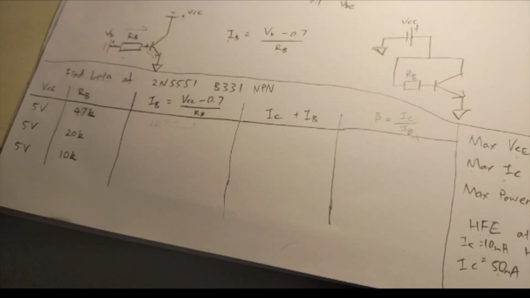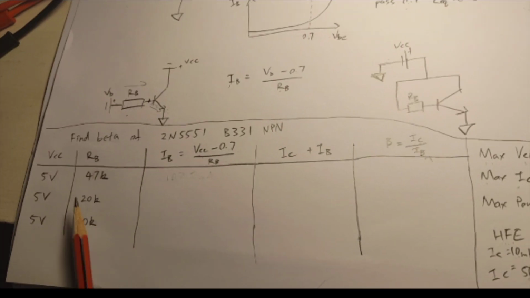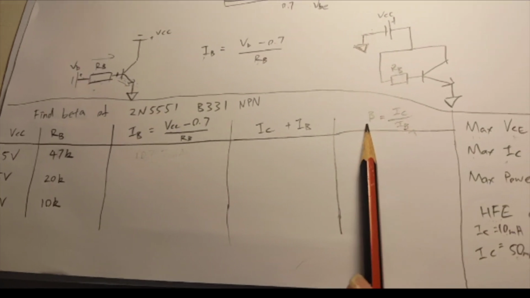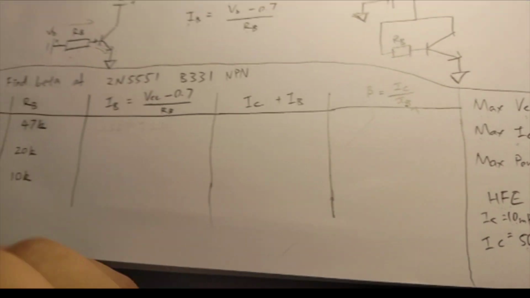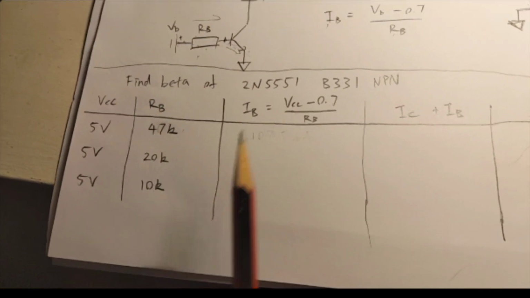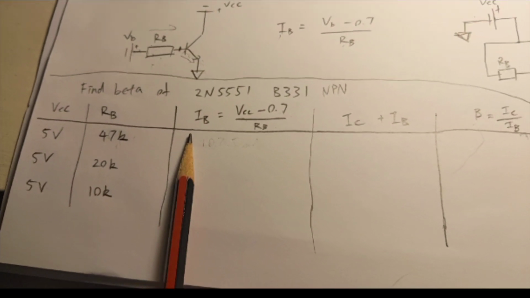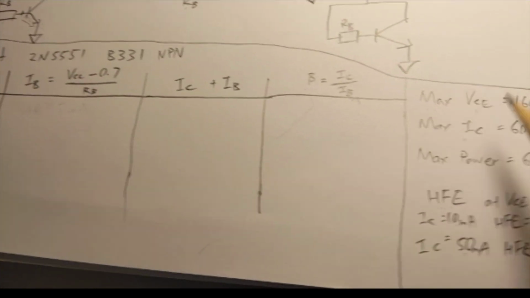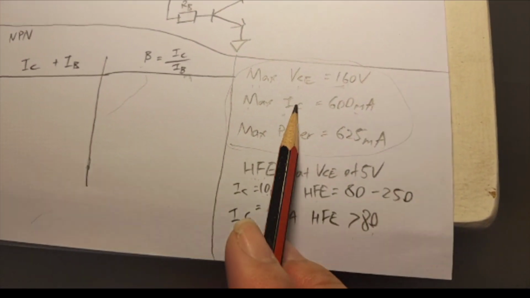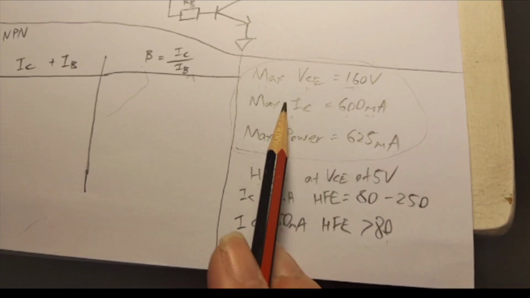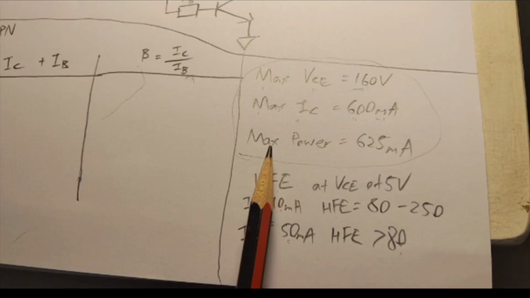So now let's look at how we're going to generate the different beta values to match the data sheet. And the way to do that is we're going to pick the base resistors to target a base current, and that base current needs to fall within these specs given by the data sheet. So it needs to generate an IC less than 600 milliamps, and we actually can't target anything close to this. The reason is because the max power is very limiting here.